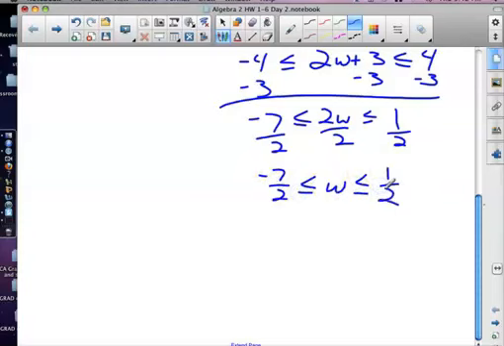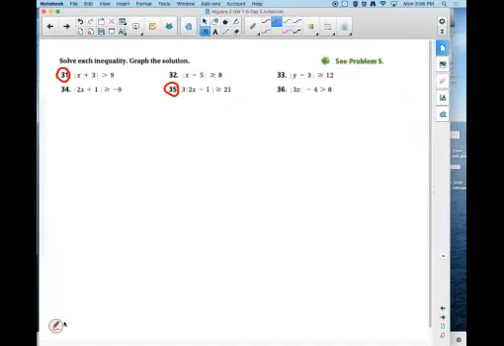And there it is. And again, you can go ahead and graph that on a number line. You'd probably want to go in 1/2 intervals with this one, and use closed dots at negative 7/2 and 1/2 and shade everything in between. Number 31, we've got solve each inequality and graph the solution.